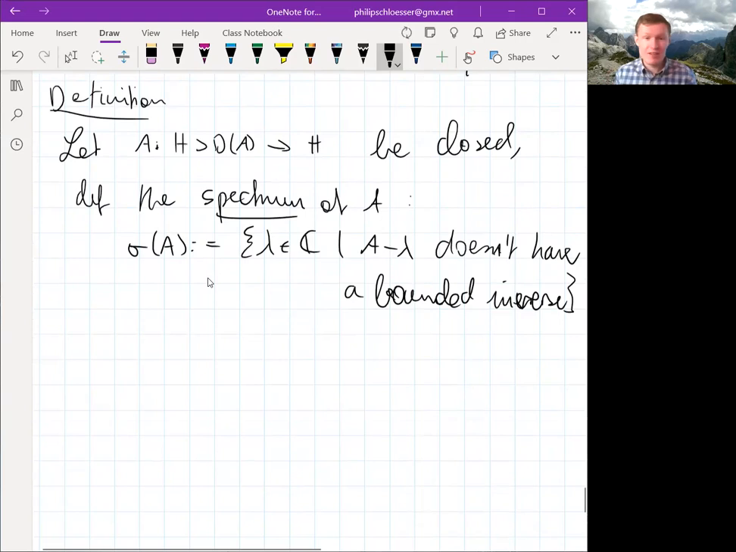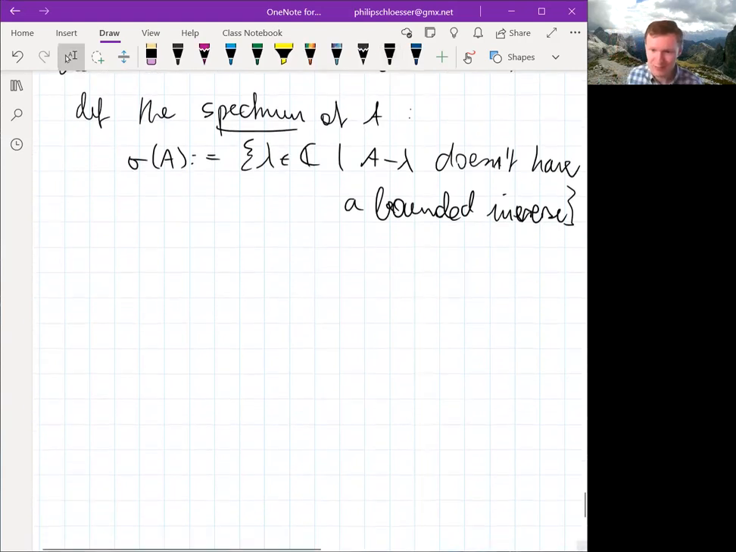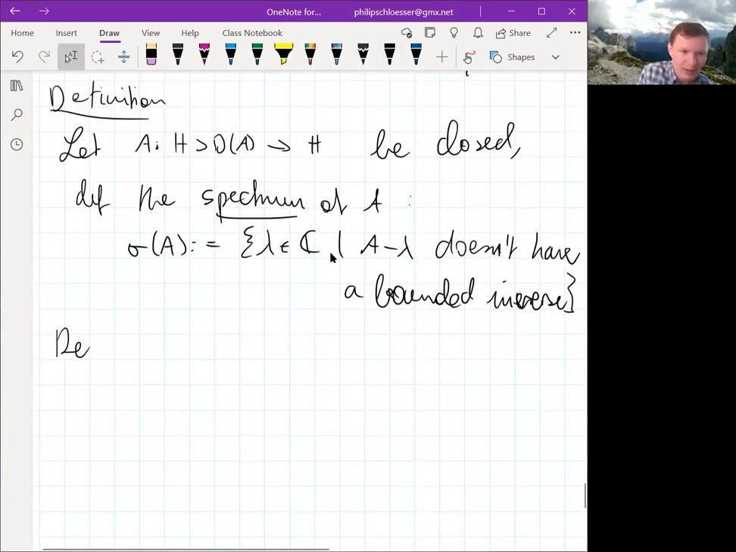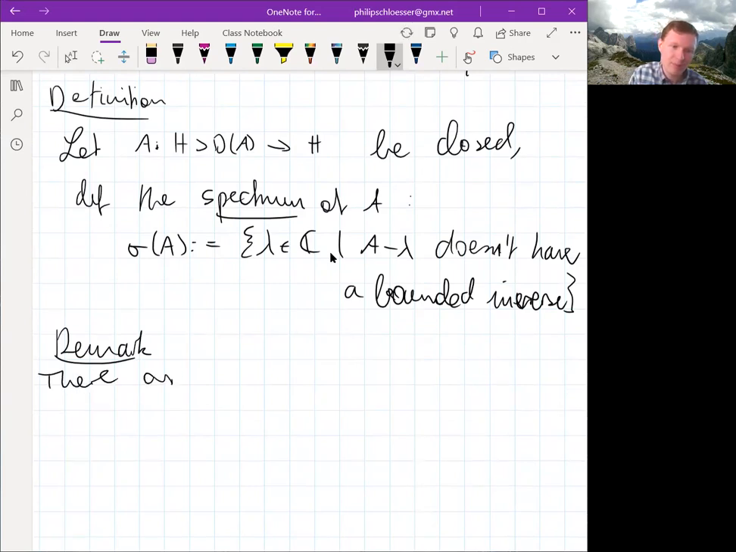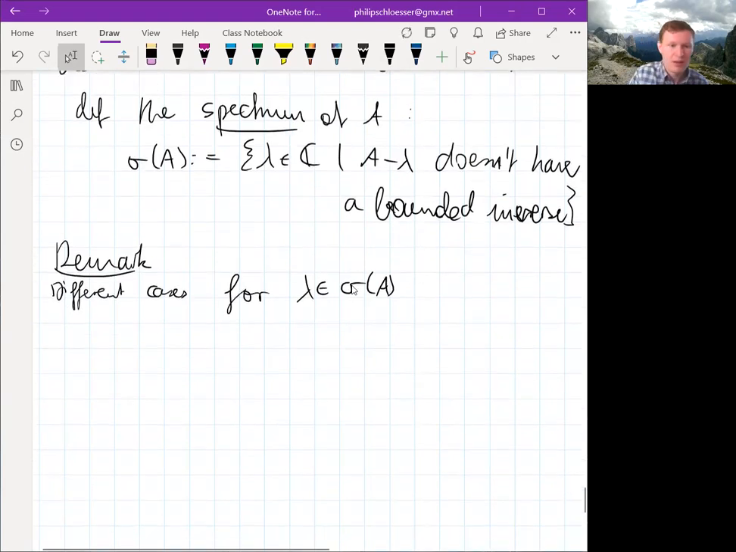This may seem similar to linear algebra, but in linear algebra we defined it actually as those lambdas for which A minus lambda isn't injective. And those notions are different. I guess we look at that now a bit. There are basically a couple of different cases that can happen if lambda is indeed in the spectrum of A, so if A minus lambda doesn't have a bounded inverse.